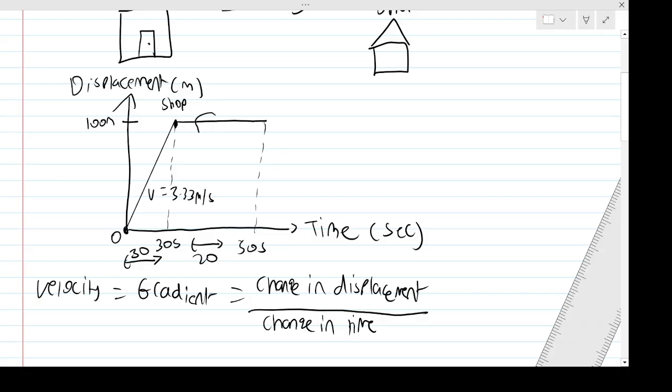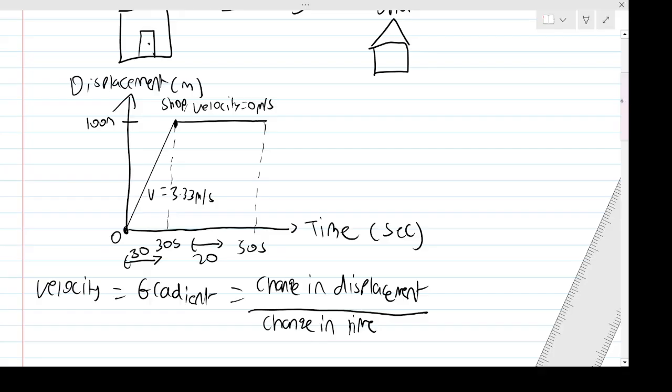And then the velocity, well, again, the velocity is the gradient, but the gradient is 0. The line is flat, it's completely flat. So that means the velocity will be 0, which makes sense because I've not moved anywhere. So I'm still, effectively. So no velocity.